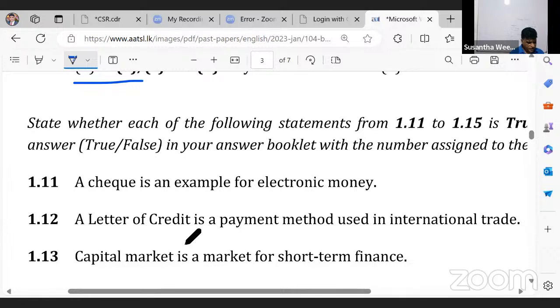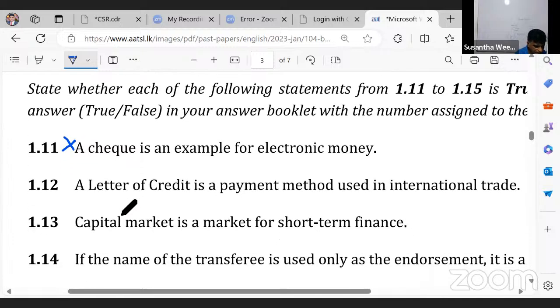These 5 questions you have to mark true or false. A check is an example for electronic money. A check is not electronic money. A letter of credit is a payment method used in international trade. Yes. Right? Letter of credit. What is a letter of credit? LC. Right? The acronym is LC.